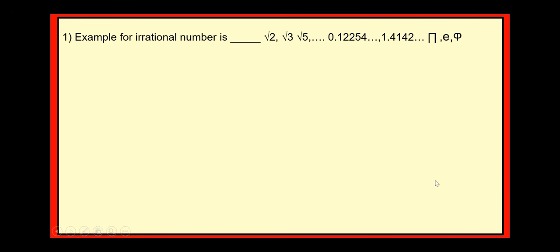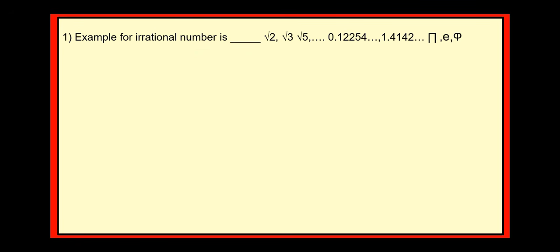If you observe this decimal number 0.12254 and so on, it is also non-terminating and non-repeating. All these numbers are examples for irrational numbers. Besides, pi is an irrational number, and this is e, the Euler number, it is 2.718 and so on. It is also non-terminating and non-repeating. And this is called the golden ratio, 1.6180 and so on. It is also an irrational number. All these numbers are non-terminating and non-repeating decimals. All such numbers are called irrational numbers.